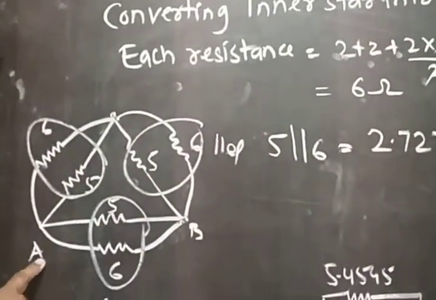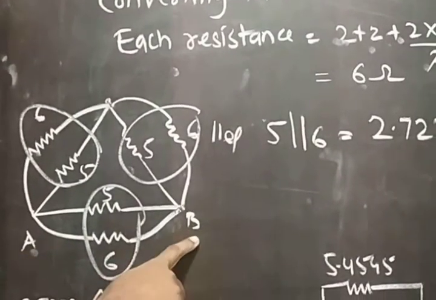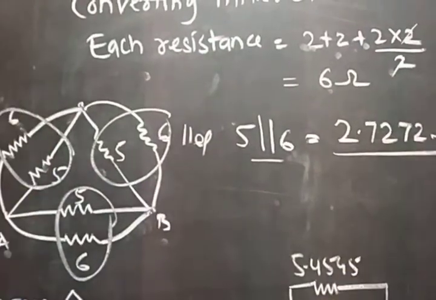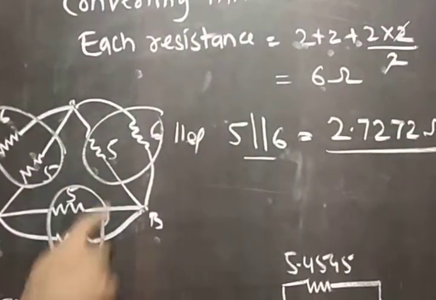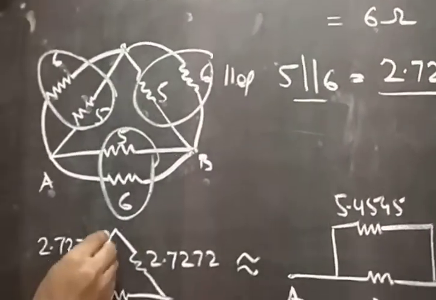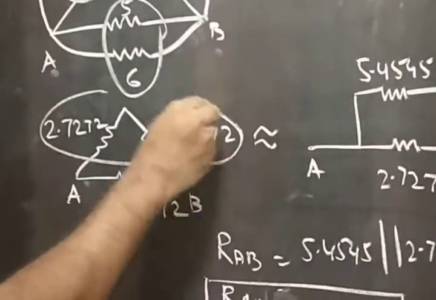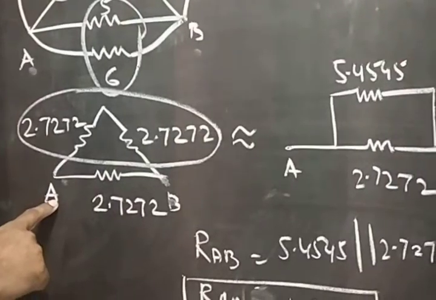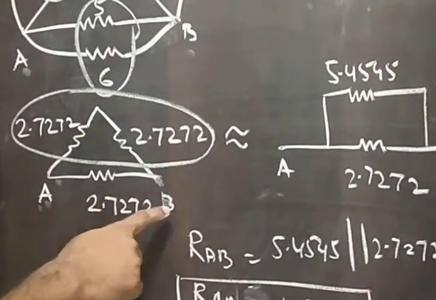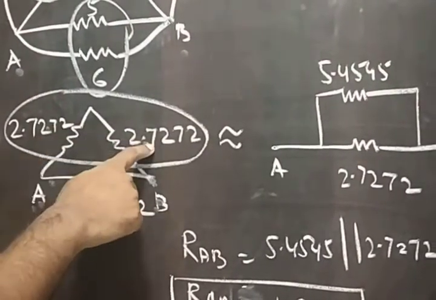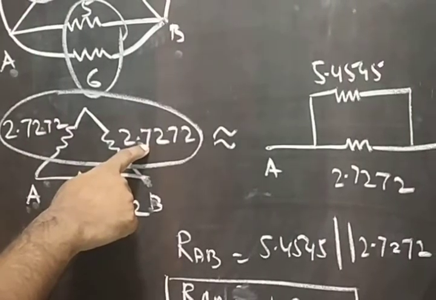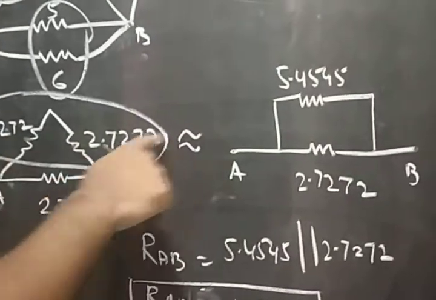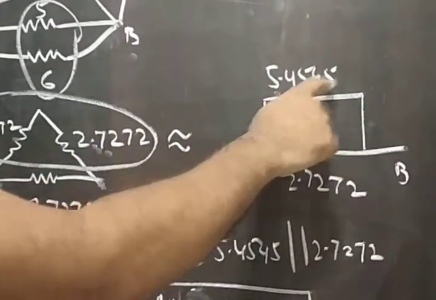We are interested in finding the resistance between A and B. So when you solve this parallel combination, you will get a 2.7272 ohm branch. Okay, so these two branches become in series because we have to keep these two terminals constant, and we have to find the equivalent resistance between terminal A and B. So these two resistances become in series, and this series combination becomes in parallel with this 2.7272. So the addition of this becomes 5.4545 ohm.